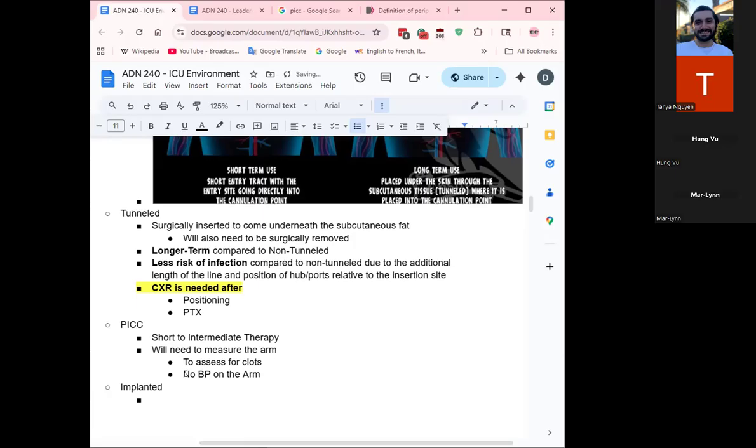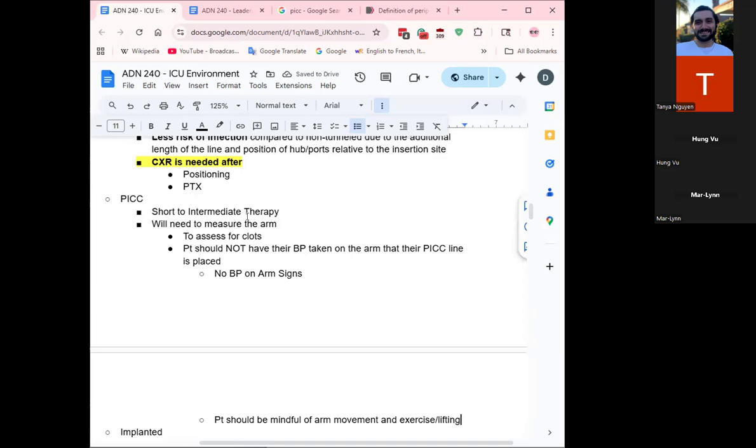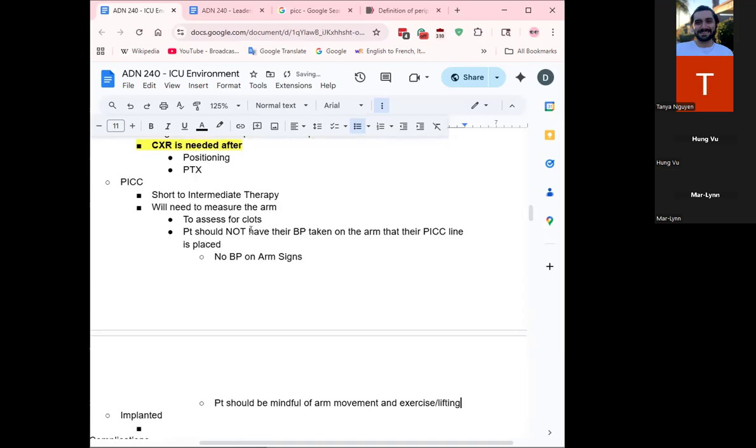Let me do it like this. The patient should also be mindful of the movement of their arms. So patients should not have their blood pressure taken on the arm where their PICC line is placed. They should be mindful of arm movement and exercise lifting, so try not to have their arm go above their shoulder. Again, that could dislodge the whole thing. So that's an important thing that you could be tested on for the PICC line.